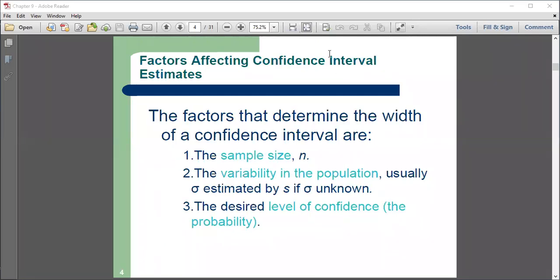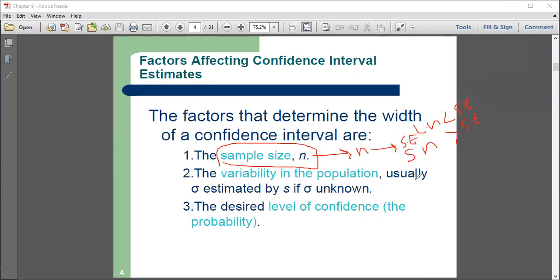There are some factors which affect the confidence interval estimate. The first one is the sample size n. If we have a large n, we have a small standard error. When we have a small n, the standard error will be larger. We can write this expression in that form: this is large n and this is small n.